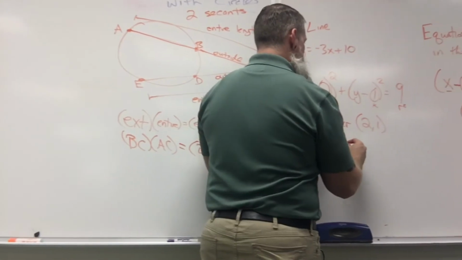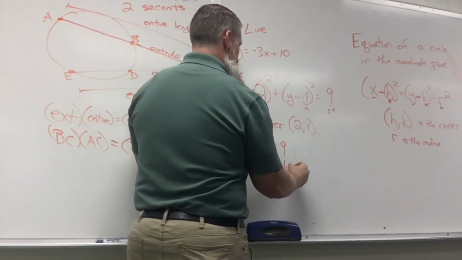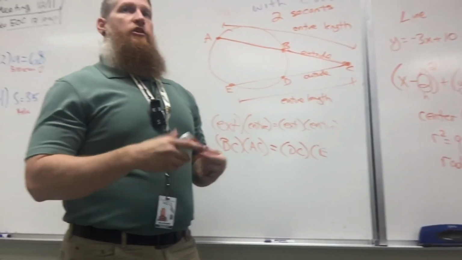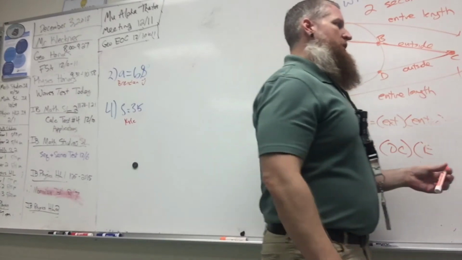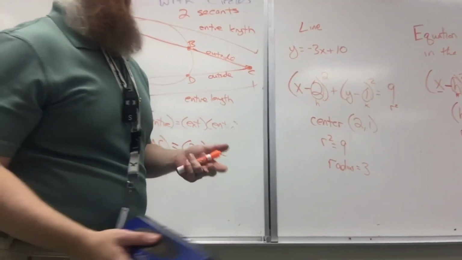And then I know since r squared is 9, if I take the square root of 9, that gives me what? 3. So my radius is 3. Now, the only thing you might have to do with that is graph it out.